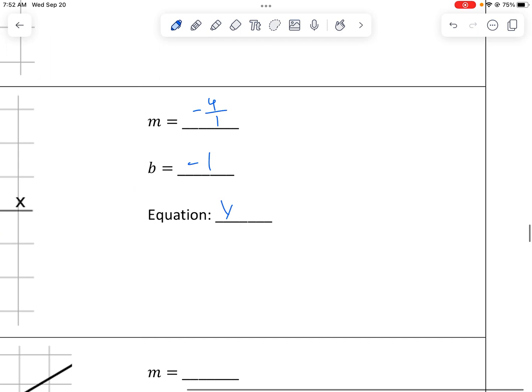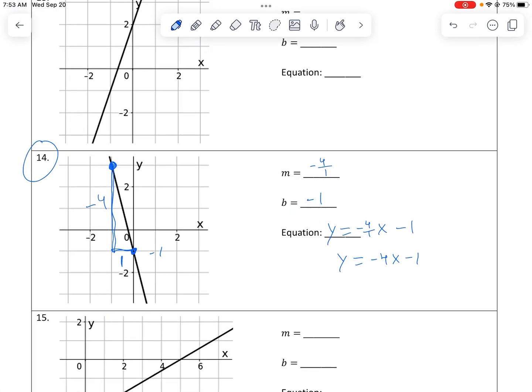So now I can write my equation. y equals negative 4 over 1 x, not m, x minus 1, or plus negative 1 here. You can simplify that slope a little bit, because negative 4 divided by 1 is just negative 4. But I'll take either of them at this point. So there you go, a little overview of how to do things on the Ready, Set, Go for lesson 5.